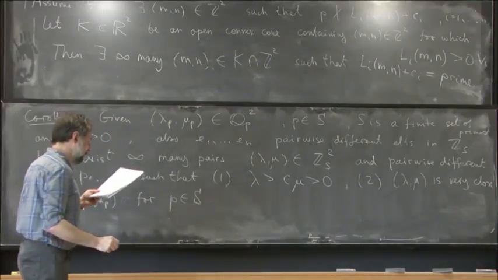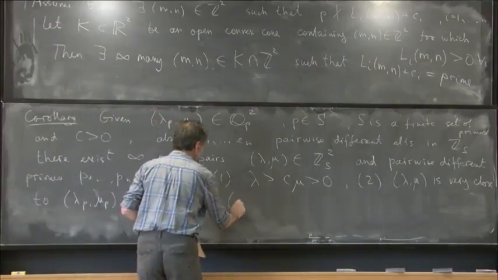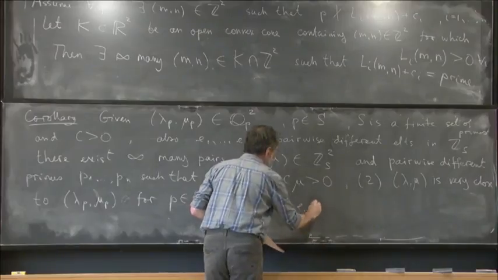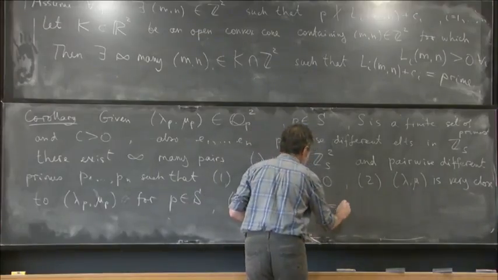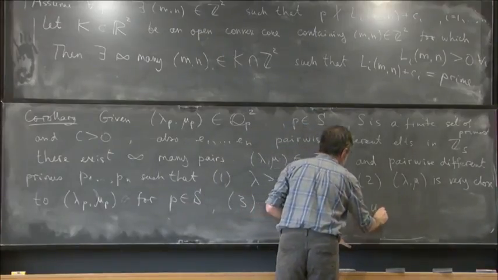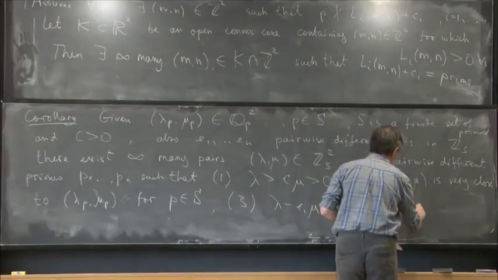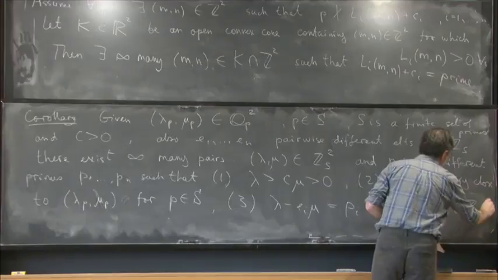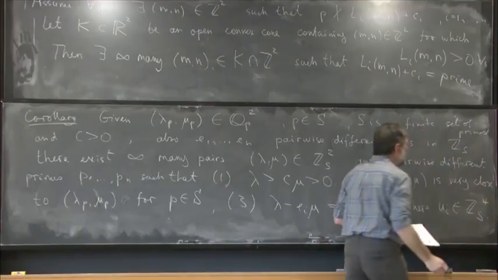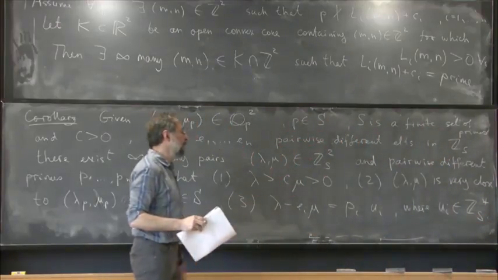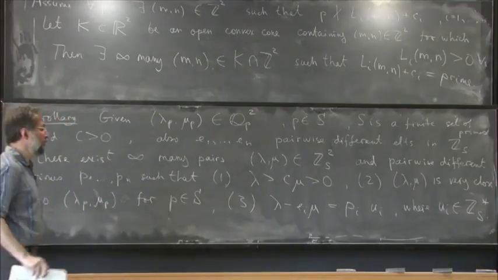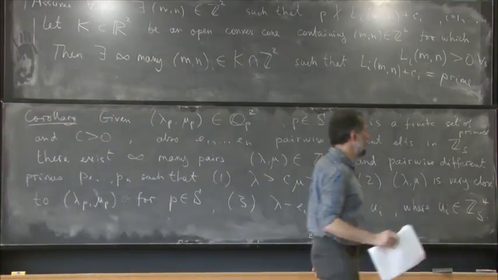Okay, and most importantly, lambda minus e_i mu is almost prime, so it's p_i times u_i, where u_i is a rational number such that both numerator and denominator are only divisible by primes from S. So it's essentially prime outside this finite set of bad primes S.